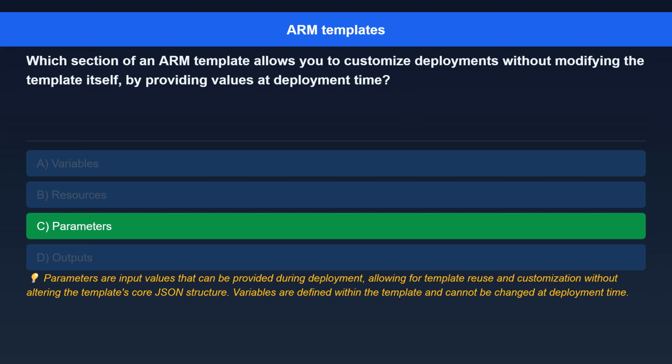The correct answer is parameters. Here's the explanation. Parameters are input values that can be provided during deployment, allowing for template reuse and customization without altering the template's core JSON structure. Variables are defined within the template and cannot be changed at deployment time.